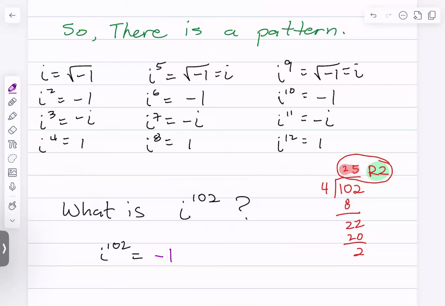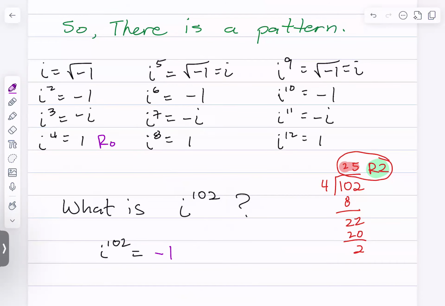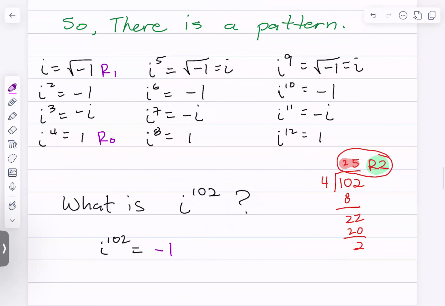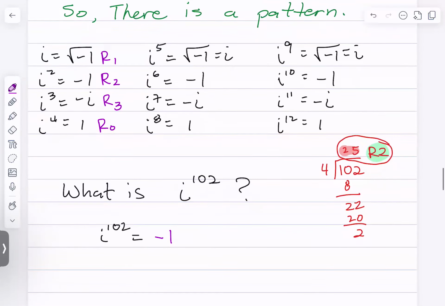So this would be a remainder of 0. If you have a remainder of 0, that means that it finished the pattern, right? This would have a remainder of 1. This would have a remainder of 2. This would have a remainder of 3. There is no remainder of 4 because you would finish out the pattern, right? Okay. All right.